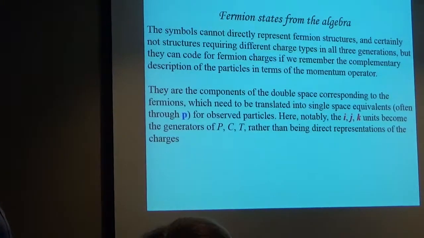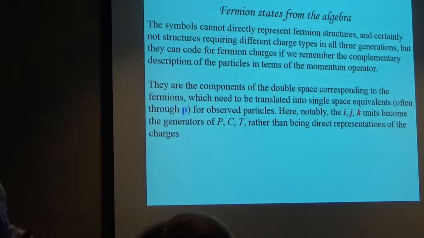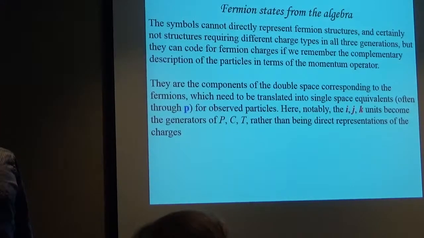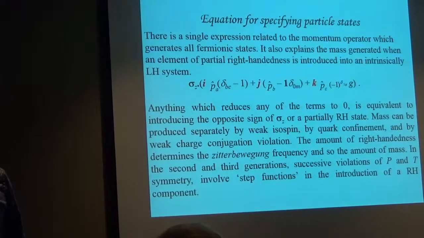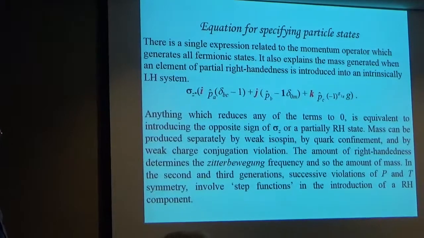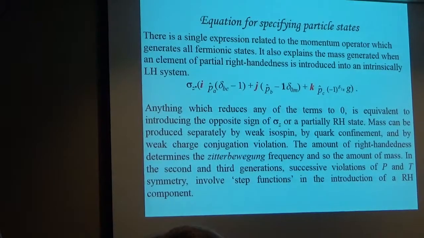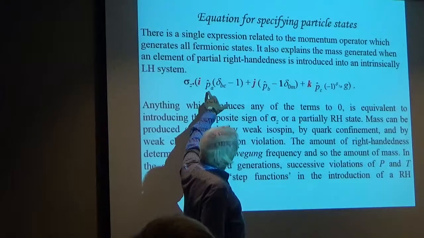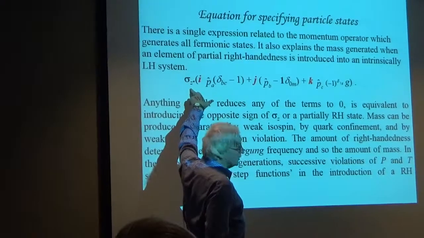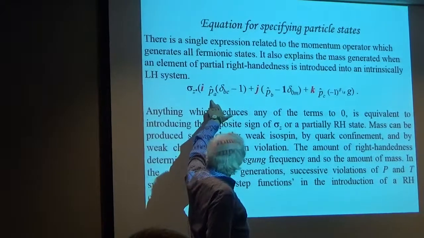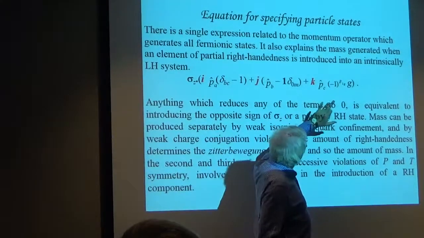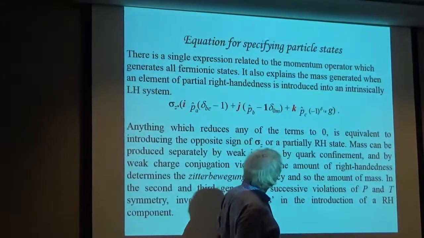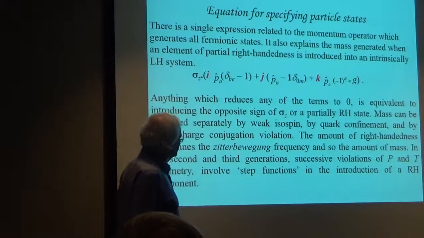So these symbols don't represent fermion structures, they represent a way of constructing fermion structures from them. What are we up to? I've developed a single equation for doing this. It's a bit complicated, but it's not as complicated as you think. Imagine that this is sigma z, and you're taking the dot product with unit vector directions, and these are arbitrary. Each of these revolves arbitrarily. And if you revolve those arbitrarily, you get the charge structures.